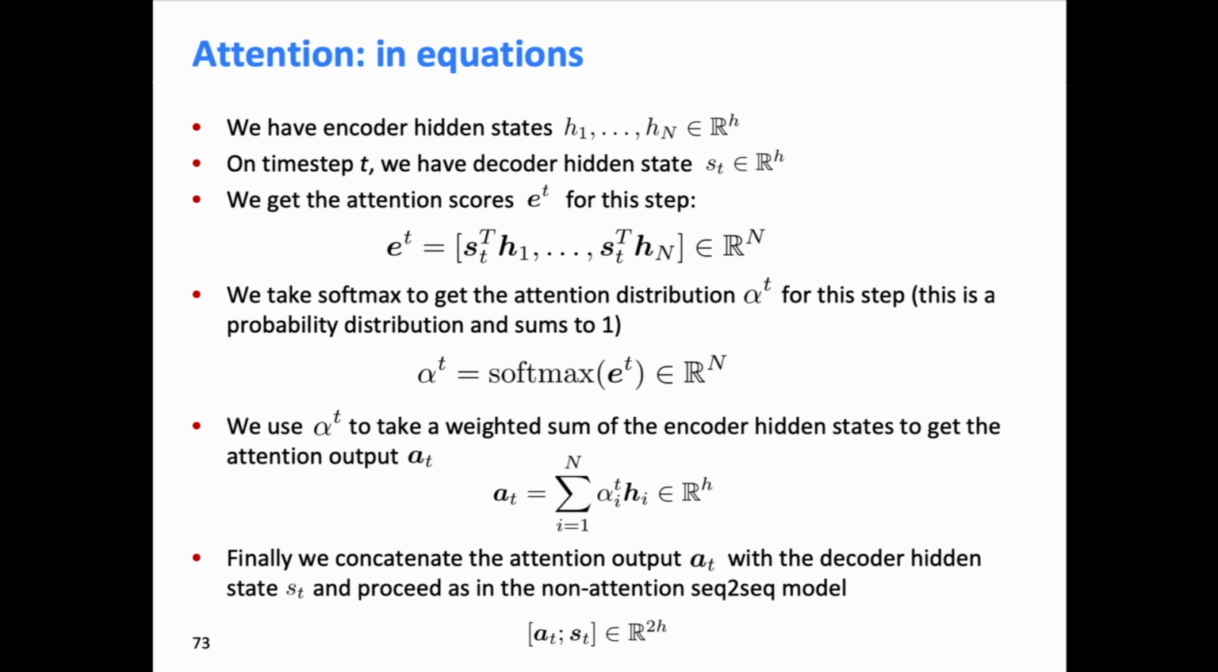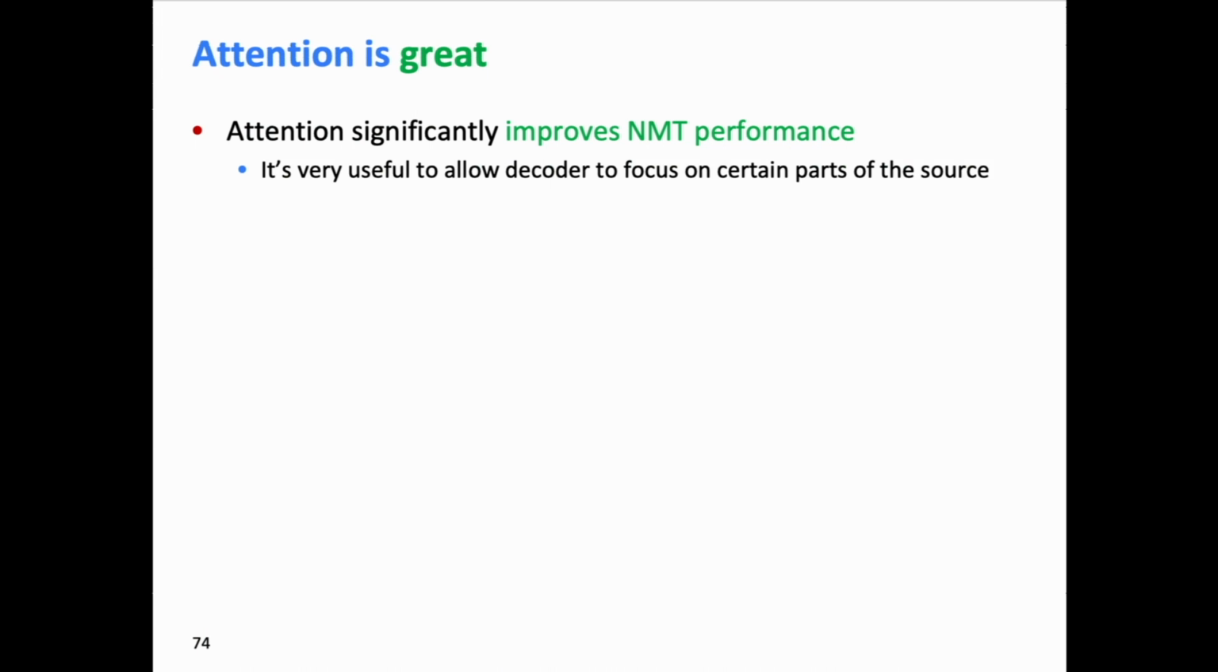So attention, if it's not clear, is pretty cool. It has a number of advantages. So one advantage is that attention just significantly improves NMT performance. And the main reason why it improves it is because it turns out it's super useful to allow the decoder to focus on certain parts of the source sentence when it's translating. And you can see why this makes sense, right? Because there's a very natural notion of alignment, and if you can focus on the specific word or words that you're translating, you can probably do a better job.